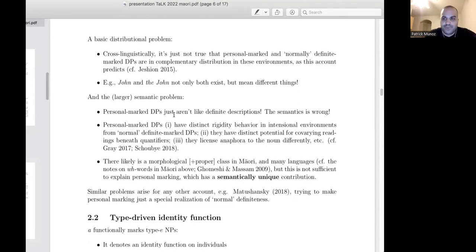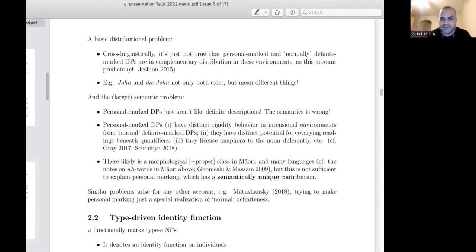And people have been trying to make this account work for 15 years. I don't think it's worked. I won't get into it here, but personal marked DPs, like proper names used referentially, have distinct rigidity behavior in intensional environments. They have distinct potential for covariant readings beneath quantifiers. They license anaphora differently. Even if you somehow solve all the morphological problems, this account is just not appealing because the basic semantics are not right. So in other words, personal marking and regular definite marking look different and they semantically act different.